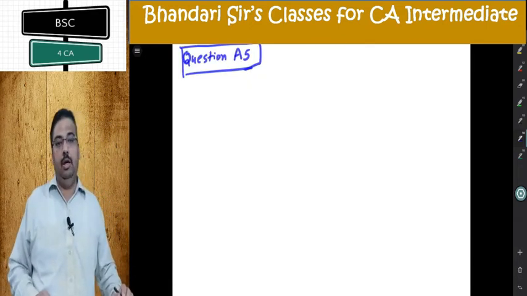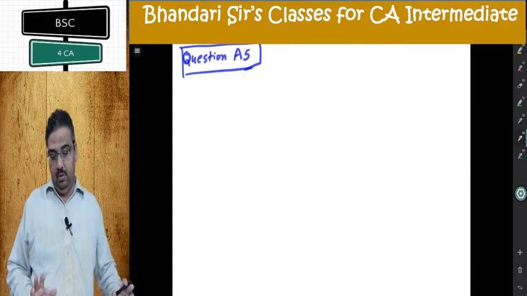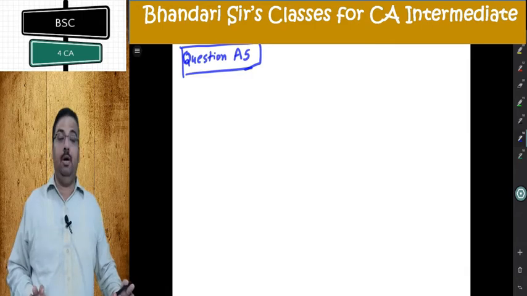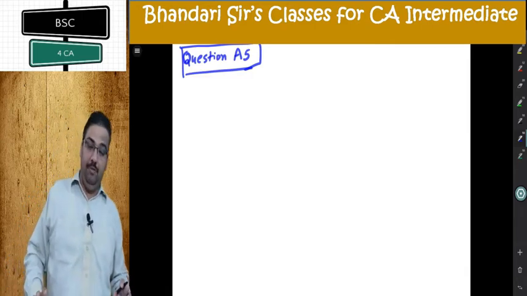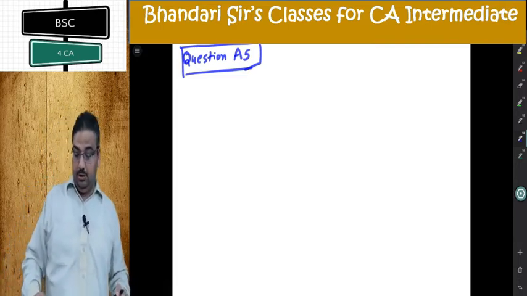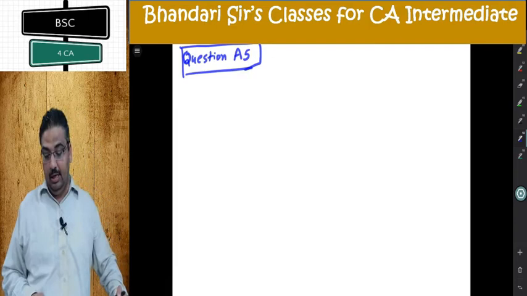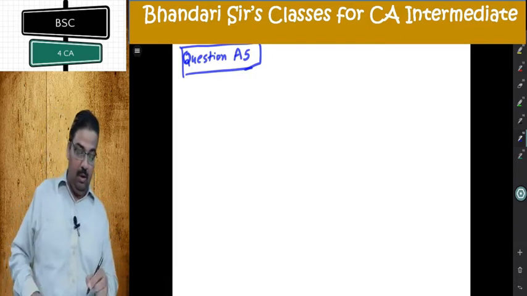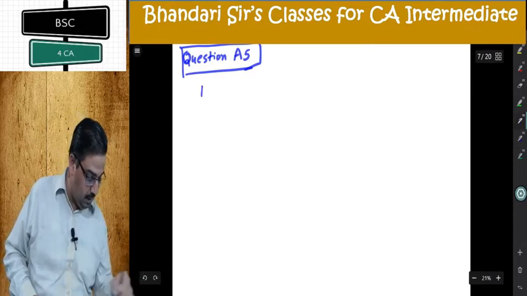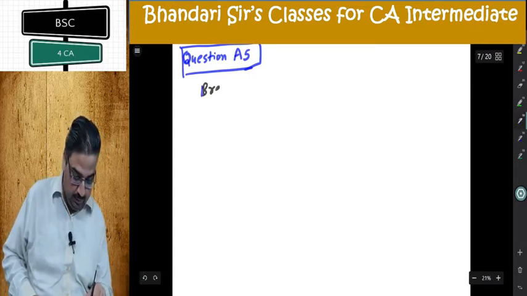Next question we take up is A5. A5 is another very simple question. Only in the last part there is some language that is to be understood. Other than that, nothing difficult in the question. It tells you variable cost per unit, fixed cost amount, capacity, selling price. First requirement is to find break-even point.